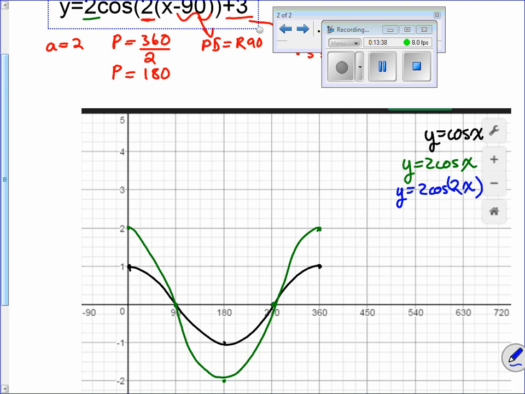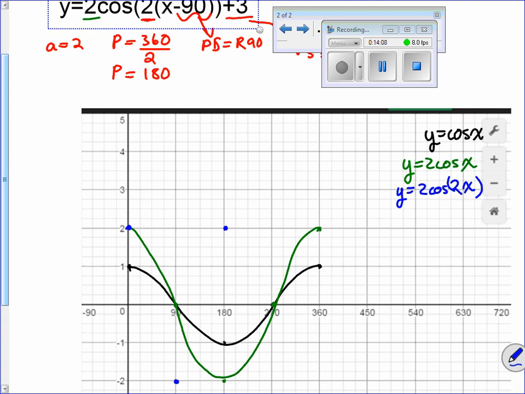Now, our graph still starts at 0, but it starts at position 2. And it only goes for a total of 180 degrees. So it also ends at 180 degrees at a height of 2. Its minimum is also going to be the negative 2, but it's going to end at 90 because that's exactly halfway between the first and the last point of our graph.